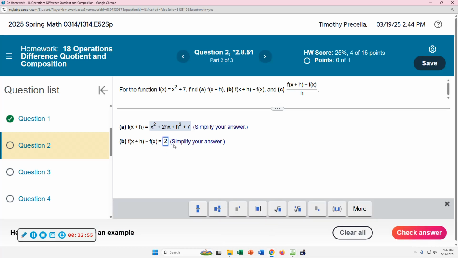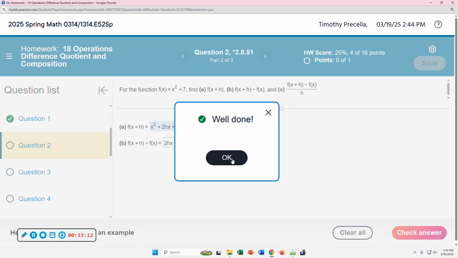2hx plus h squared. If I'd written xh, would that have been okay? That'd be okay, but I told him to write those letters in alphabetical order. That's a good one. H squared, yes. Okay, check. And now part C.